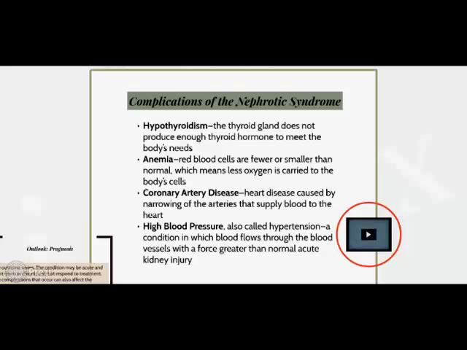Hypothyroidism. The thyroid gland does not produce enough thyroid hormone to meet the body's needs. Anemia. Red blood cells are fewer or smaller than normal, which means less oxygen is carried to the body cells. Coronary artery disease. Heart disease caused by narrowing of the arteries that supply blood to the heart. High blood pressure, also called hypertension, a condition in which blood flows through the blood vessels with a force greater than normal and causes acute kidney injury.